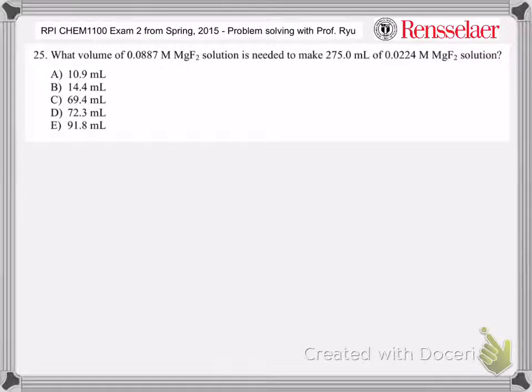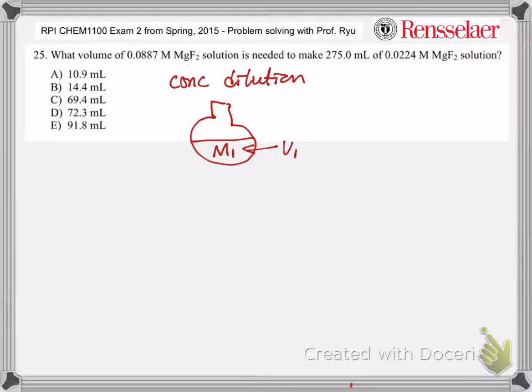Okay, so this is the last question of exam 2. And this is what we call concentration dilution. Let's say you have a beaker or volumetric flask with concentration M1 and volume V1. And now you add water to make it an even bigger container. I guess that's volume 2, and their concentration is M2.